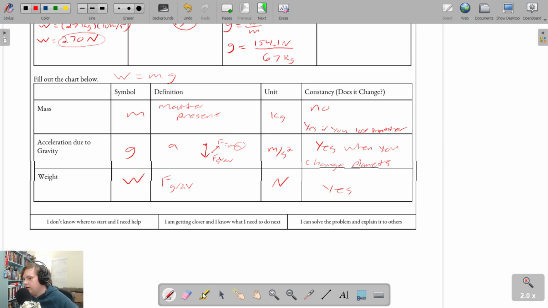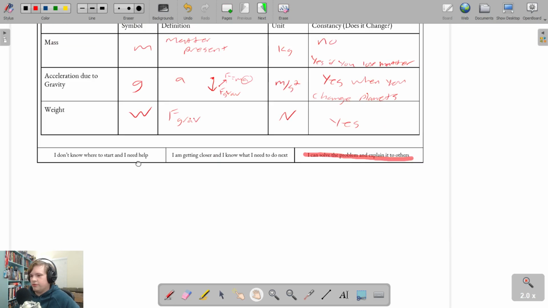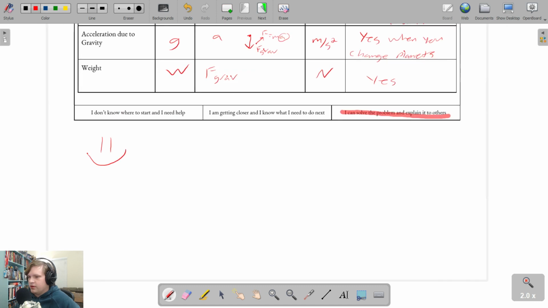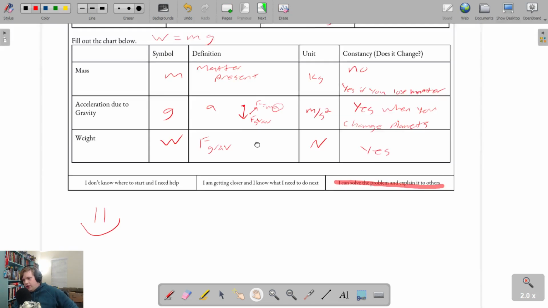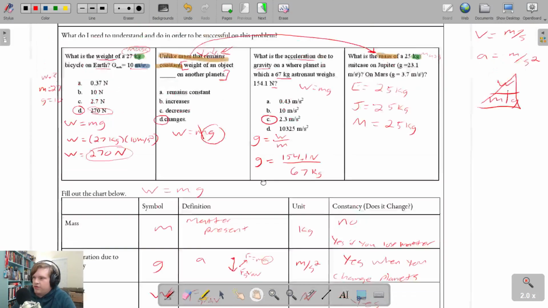So here we go. How do we feel? I can solve the problem and explain it to others. Whew! I sure hope I could. There we go, first page. And we're going to draw a little smiley face because we're feeling good, off to a good start. We are off and running on the first page, our first learning target.